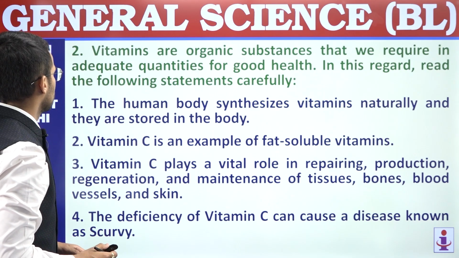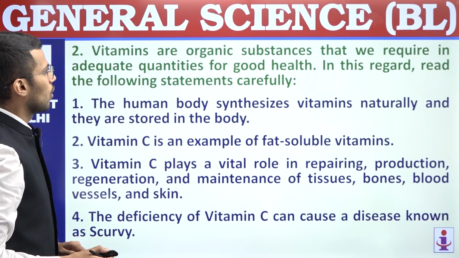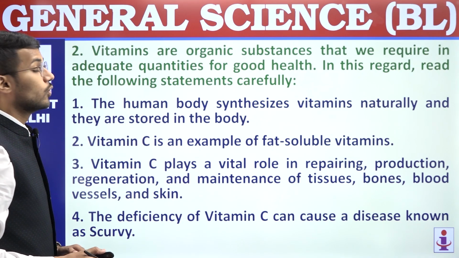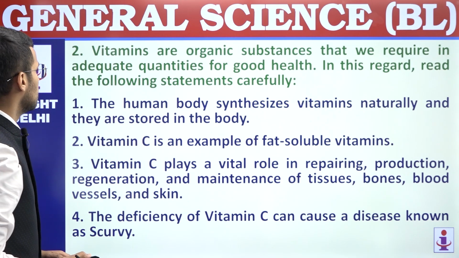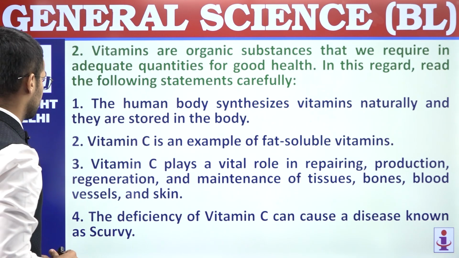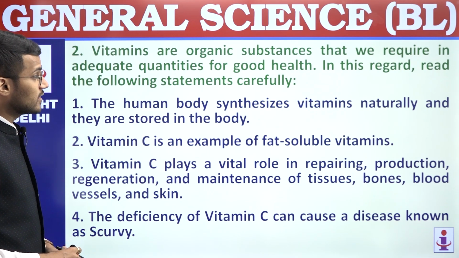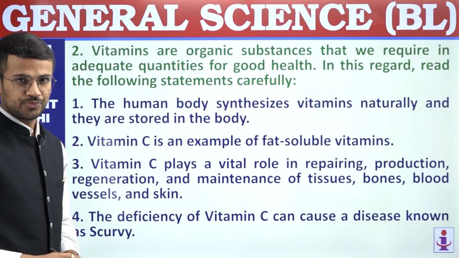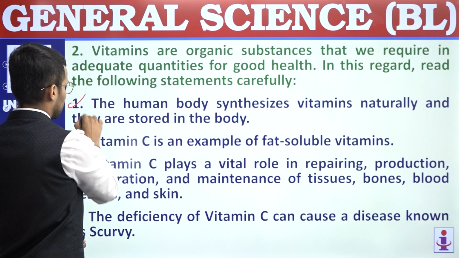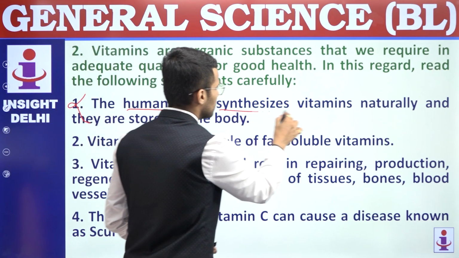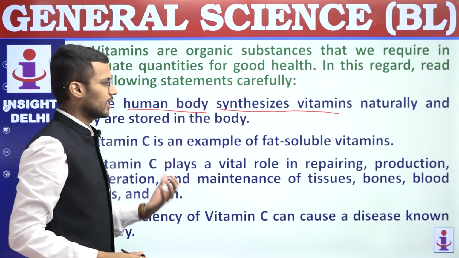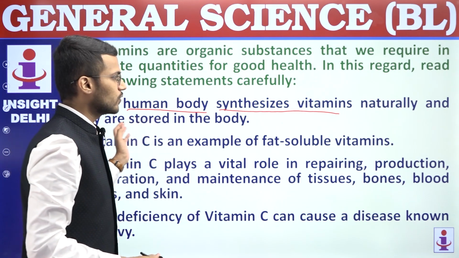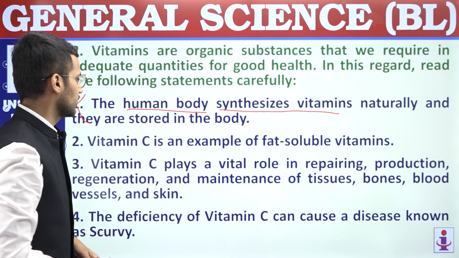Next, question number 2. Vitamins are organic substances that we require in adequate quantities for good health. In this regard, read the following statements carefully. First, the human body synthesizes vitamins naturally and they are stored in the body. This statement is incorrect because the human body cannot synthesize vitamins. Had that been the case, we would not have required vitamins from our food, right? And that's why the first statement is incorrect.